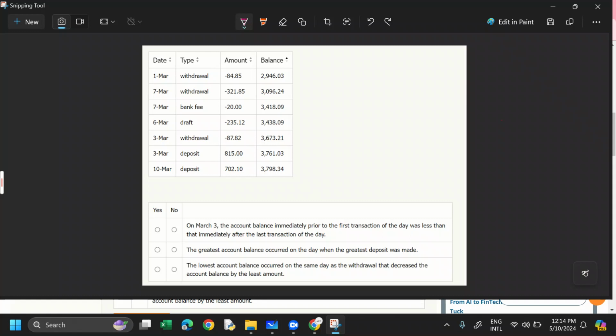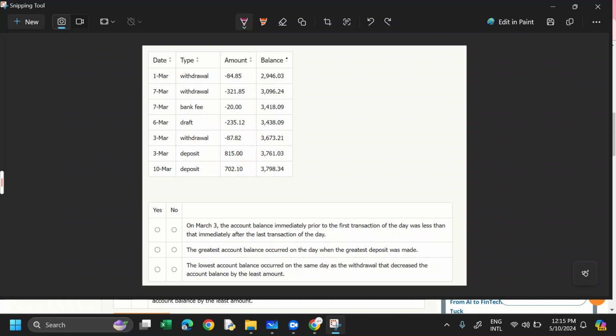Now the table given basically shows the transactions of an account in 10 days of a certain year. These are classified into 4 types, and the table gives us the date, the type, the amount of the transaction done through that type, and finally the balance after each transaction. Now we have to answer if the option given can be determined or can be answered from the information above.